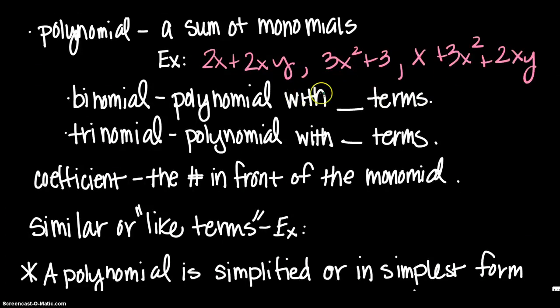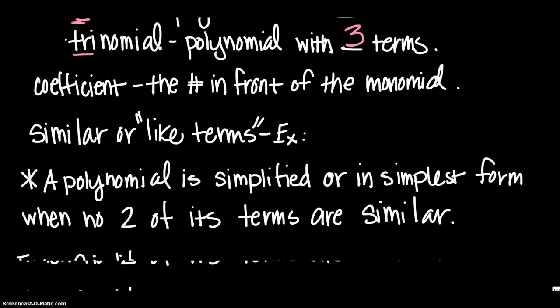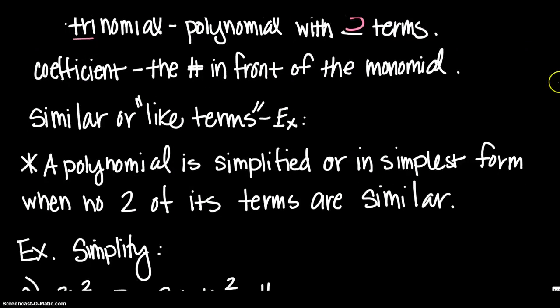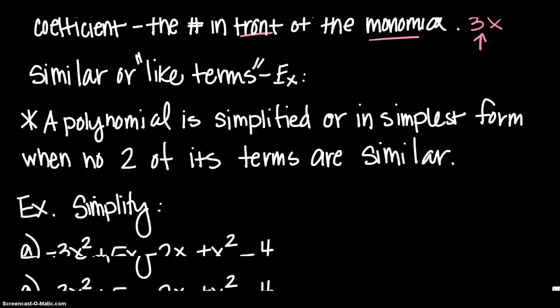A binomial is a polynomial with 2 terms, hence the bi, right? Like a bicycle has 2 wheels, a binomial has 2 terms. A trinomial is a polynomial with, you guessed it, 3 terms. And you should know that. A coefficient is the number in front of the monomial. So for example, we have 3x. 3 is the coefficient.